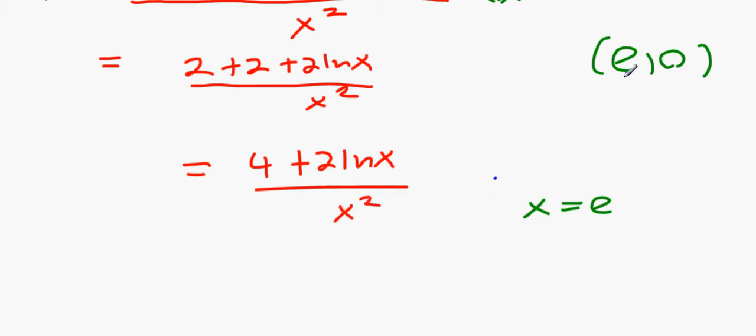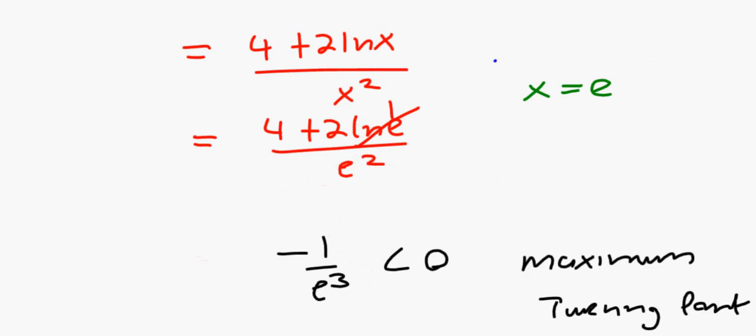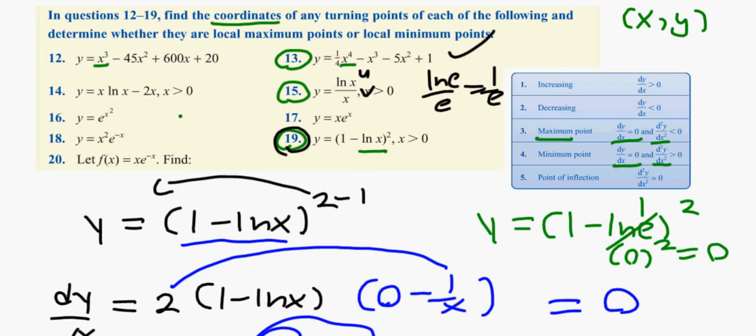So x equals e, the x coordinate is e, so put in the e value, x equals e, and we're going to get 4 plus 2 ln e all over e squared. Remember ln e is 1, 4 plus 2, 6, 6 over e squared. So 6 over e squared is bigger than 0, and this means that it's not a maximum but a minimum turning point. Minimum turning point, okay? So, moving on.